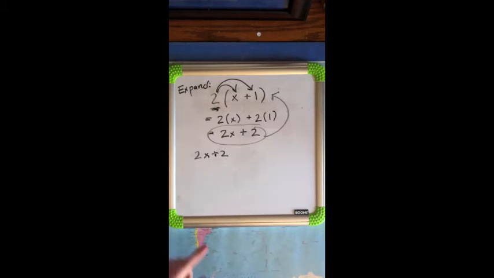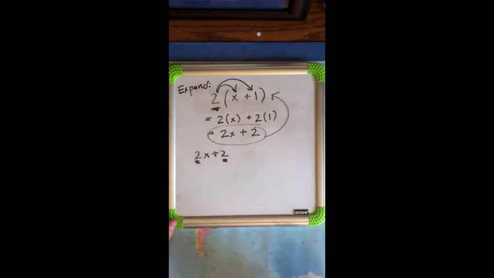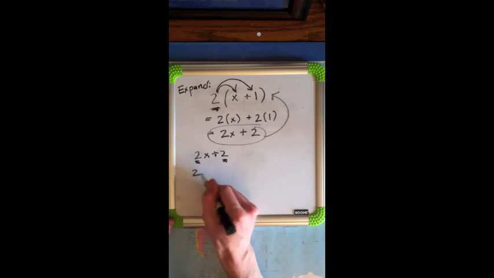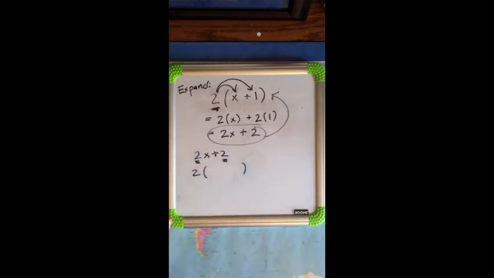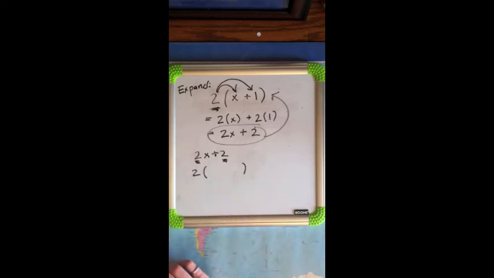Well, we notice that 2 is common between both 2x and 2. Once you know that it's common and both numbers can divide by that number, you can take it outside of your brackets. Now, by investigation, you can look and say, okay, I have 2 here. What do I need to multiply 2 by to get 2x?